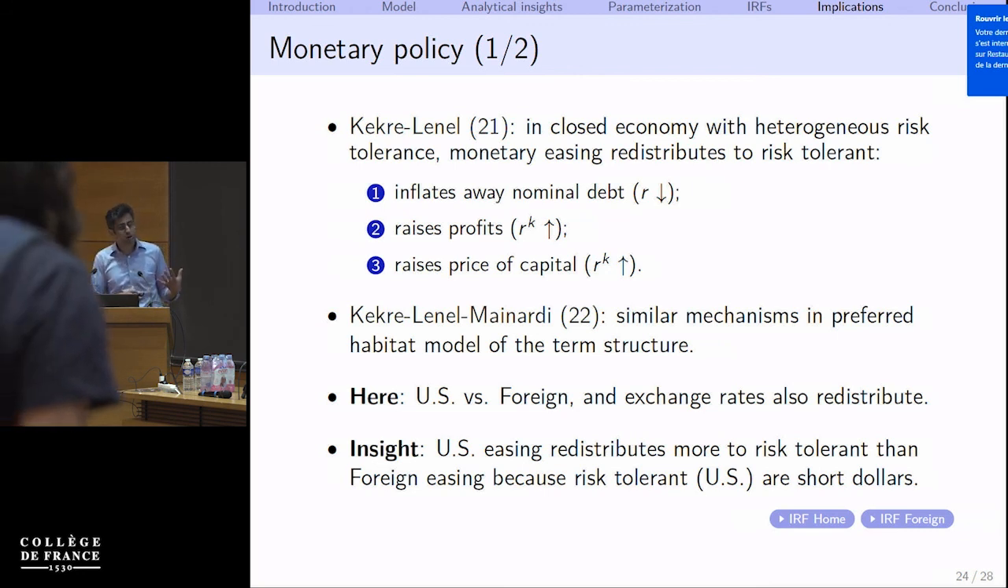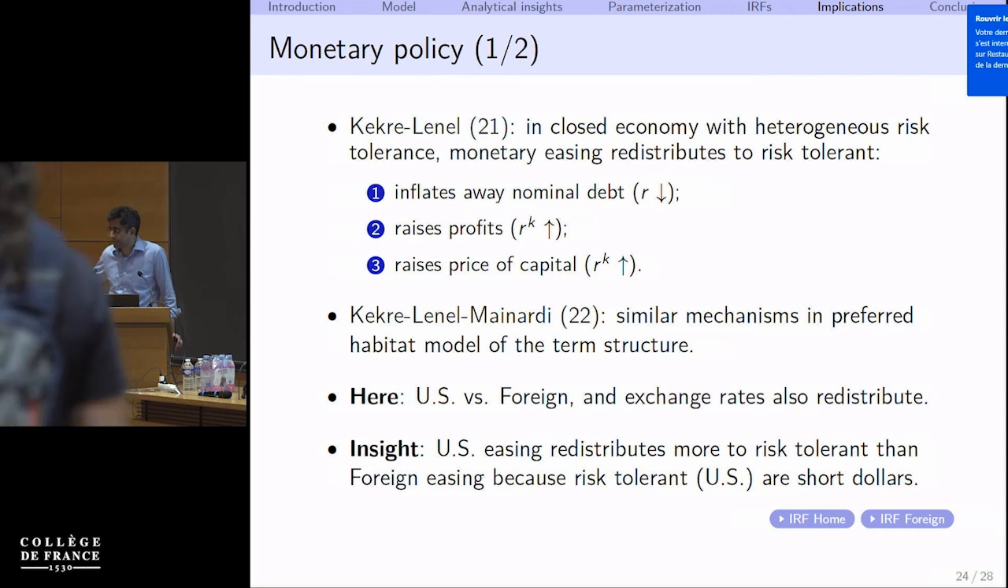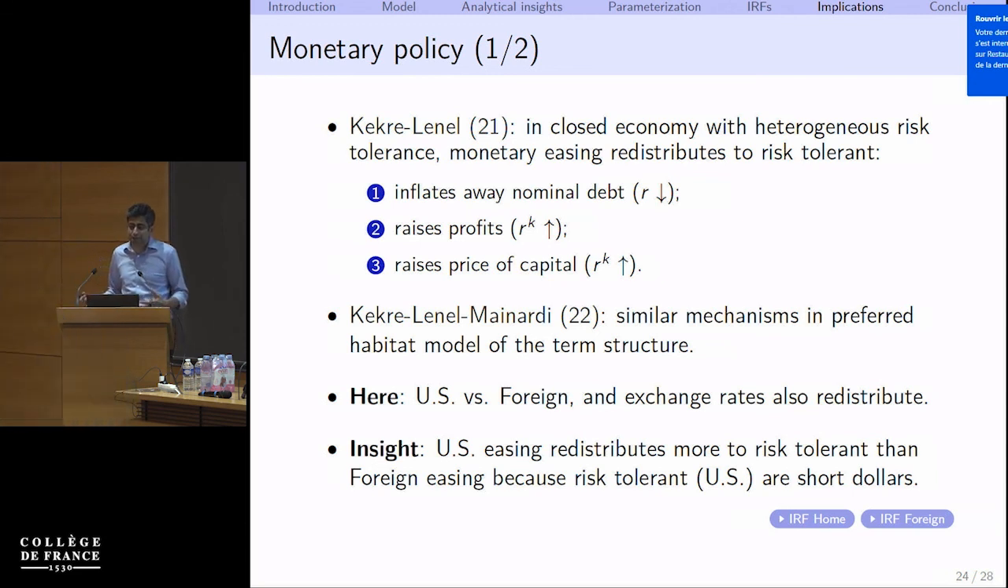Ex ante in this model, relatively risk-tolerant agents are going to finance themselves in dollars. So when the US Fed eases and the dollar depreciates, that lowers the real debt burden of those levered risk-taking agents. That recapitalizes them, lowers the global price of risk, and compresses risk premia. You would get the exact opposite mechanism if the foreign central bank eases. And so we have put some numbers against this.